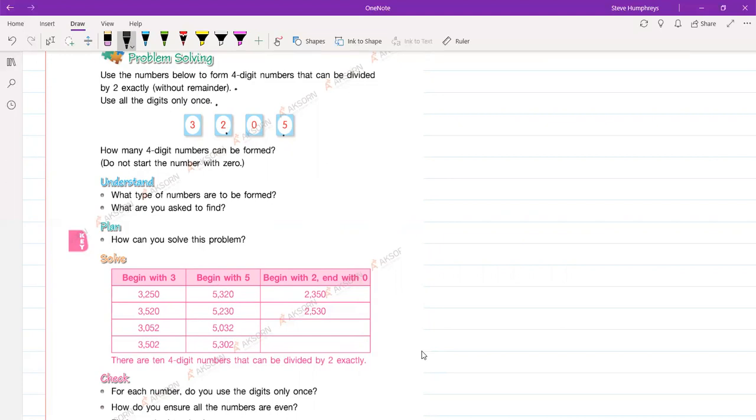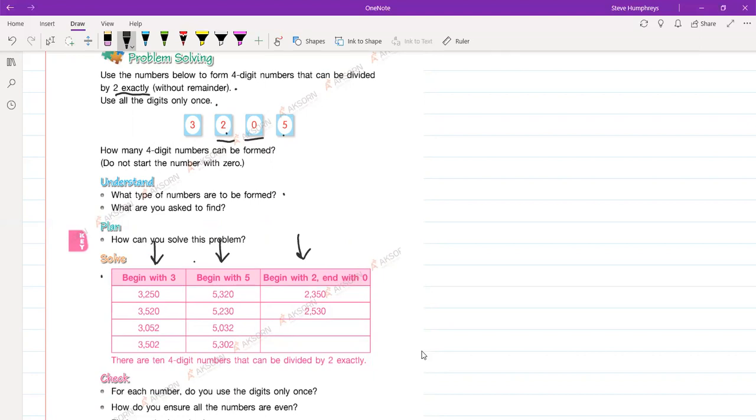Remember, if your number is going to divide by 2 exactly, it needs to end in 2 or 0. Cannot end in 5 or 3. Okay? What type of numbers are to be formed? 4-digit numbers. They're all 4-digit numbers. Okay? What are you asked to find? Okay, solve. Numbers that begin with 3.